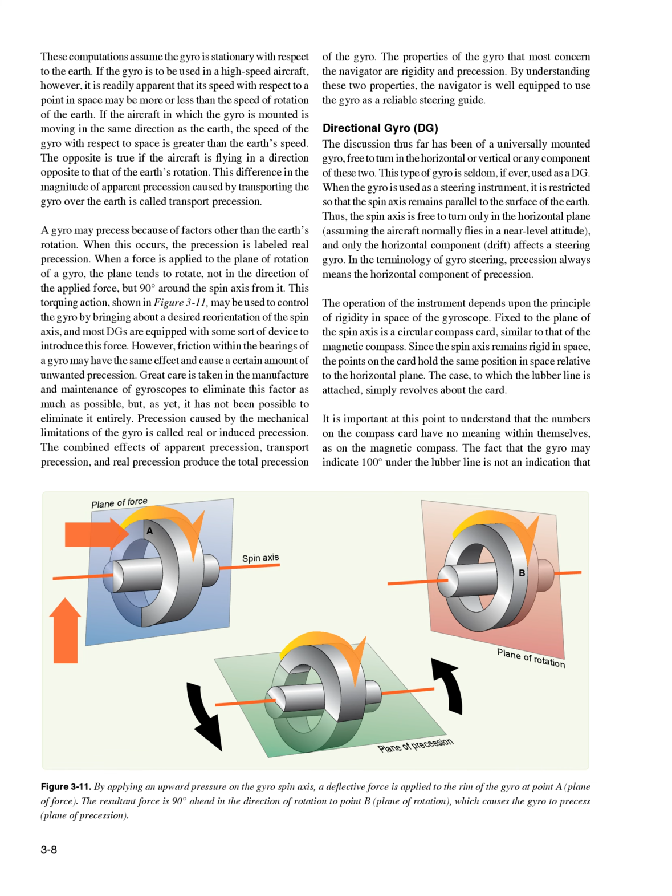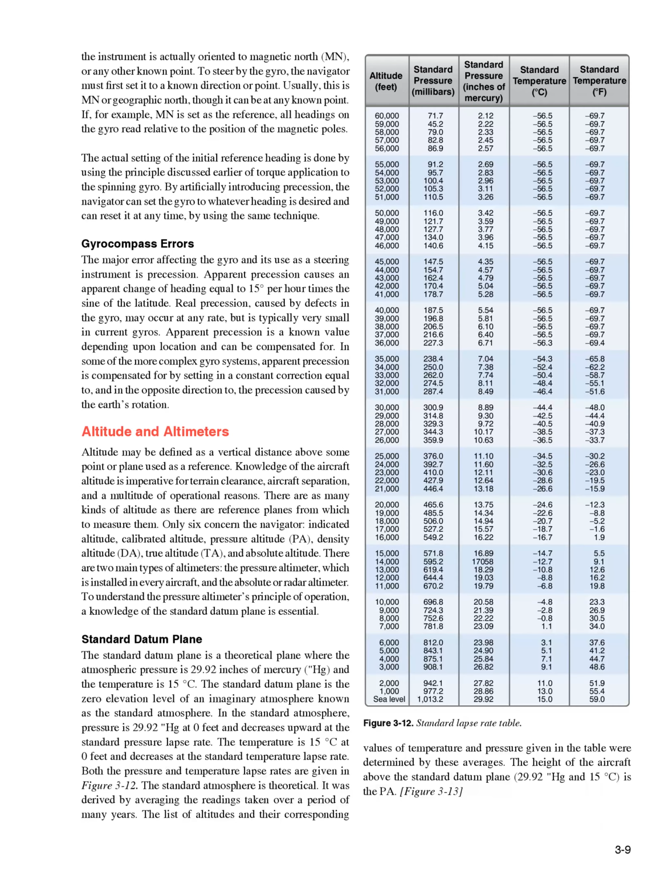The fact that the gyro may indicate 100 degrees under the lubber line is not an indication that the instrument is actually oriented to magnetic north, MN, or any other known point. To steer by the gyro, the navigator must first set it to a known direction or point. Usually, this is MN or geographic north, though it can be at any known point. If, for example, MN is set as the reference, all headings on the gyro read relative to the position of the magnetic poles. The actual setting of the initial reference heading is done by using the principle discussed earlier of torque application to the spinning gyro. By artificially introducing precession, the navigator can set the gyro to whatever heading is desired and can reset it at any time, by using the same technique.